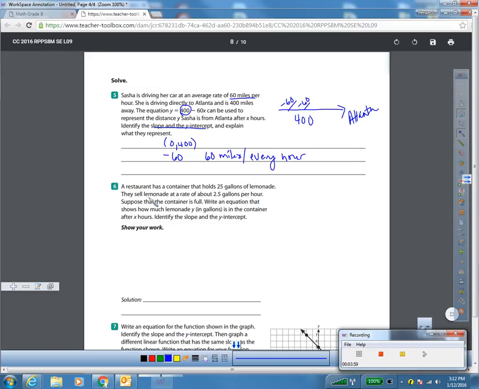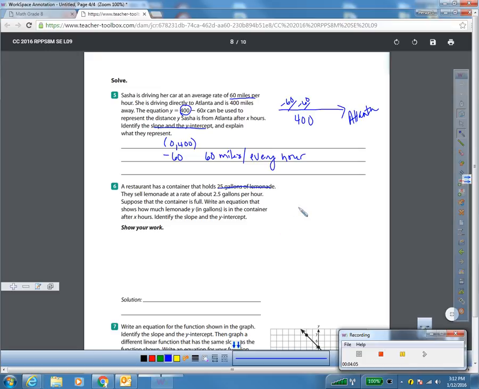Okay, last problem. A restaurant has a container that holds 25 gallons of lemonade. They sell lemonade at a rate of 2.5 gallons per hour. Suppose the container was full. Write an equation that shows how much lemonade, y, in gallons is in the container after x hours. Identify the slope and y-intercept.